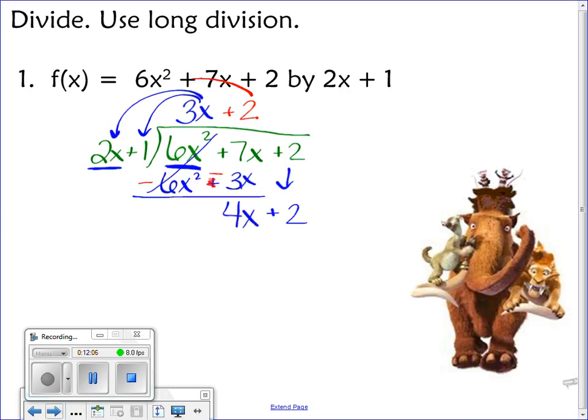Distribute that. Good. So 2 times 2x, and then 2 times 1 is a positive 2. And then change your signs. So that'll make that a negative 4x. I'll switch that to a negative 2. What's 4x minus 4x? That first term should always cancel if you did it right. And then 2 minus 2? Anything left to bring down? So is there a remainder? No, there's no remainder. So 3x plus 2 is your answer.